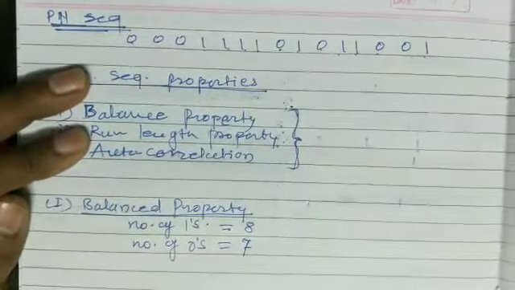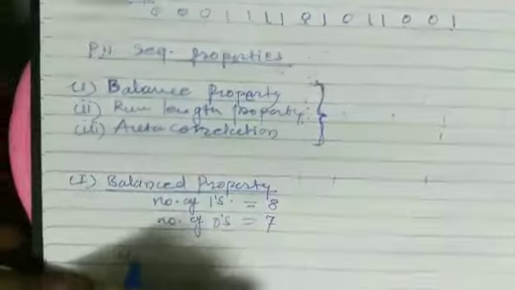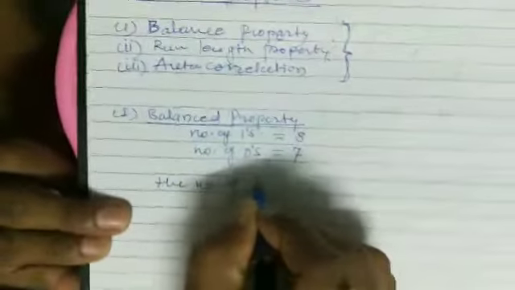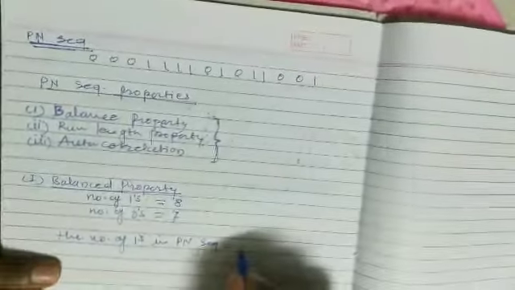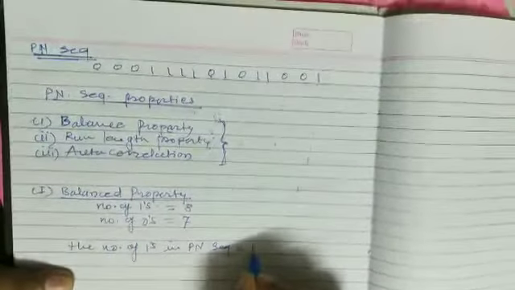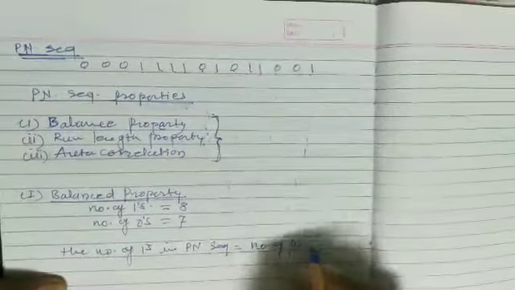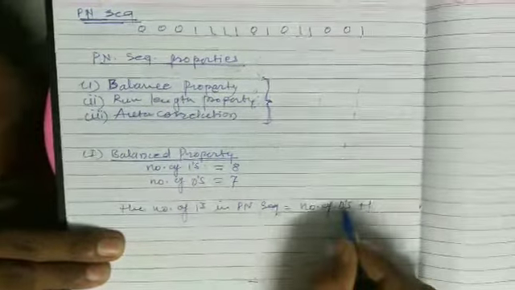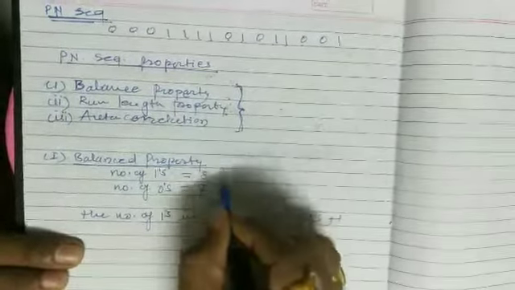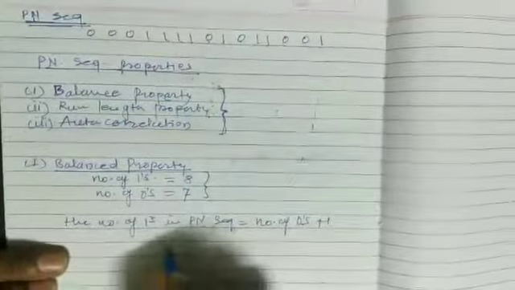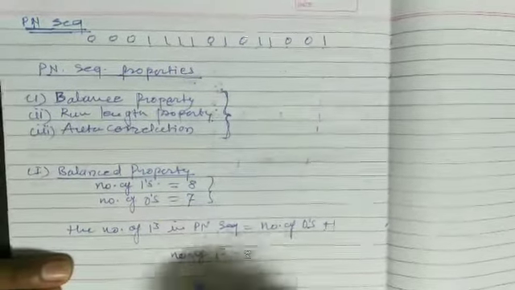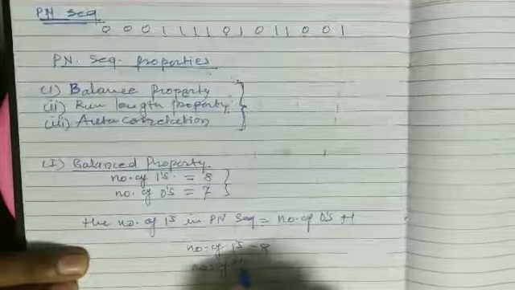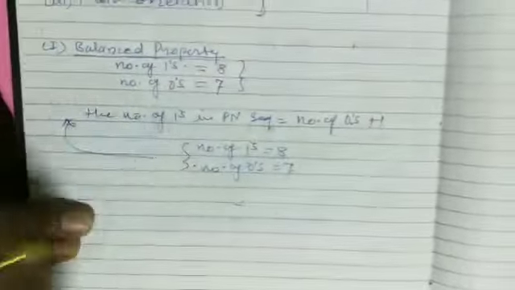The property says that the number of ones in a PN sequence is always 1 more than the number of zeros. The number of ones in a PN sequence is equal to the number of zeros plus 1. Here we have proved this: the number of ones is 8, the number of zeros is 7, and therefore this property is verified.